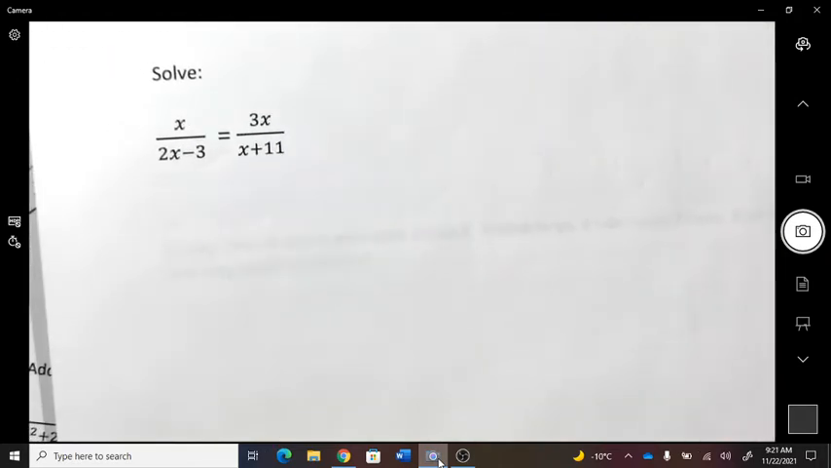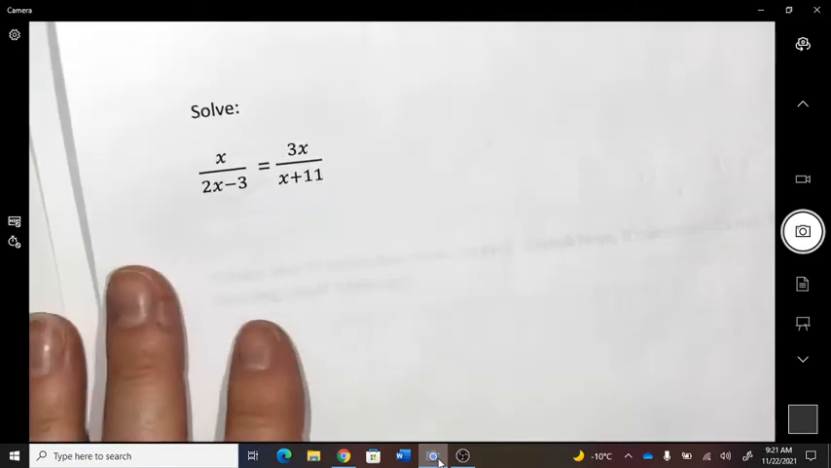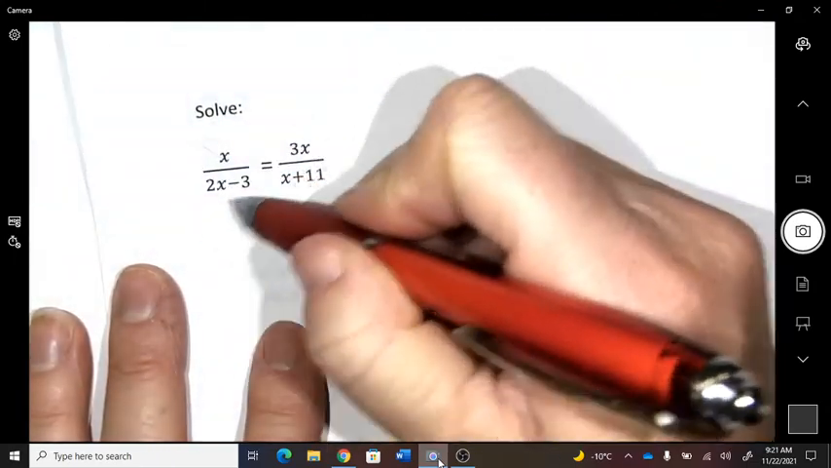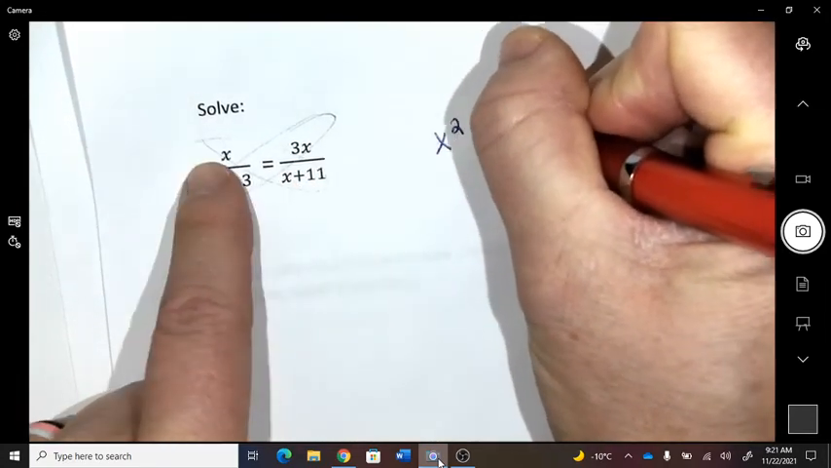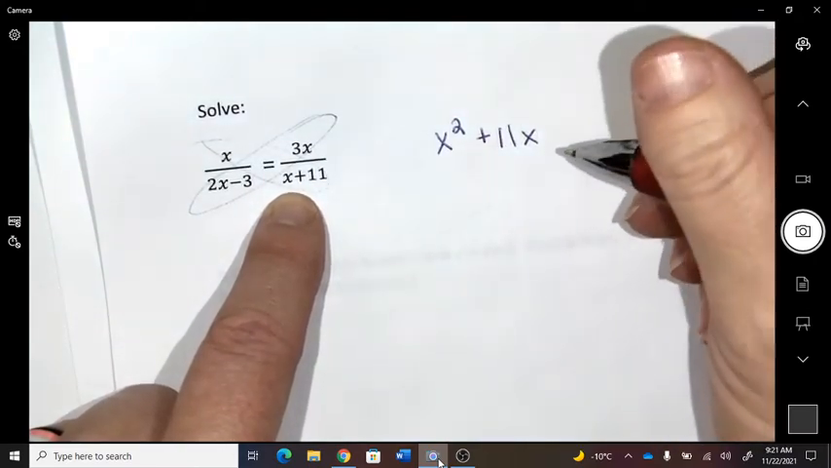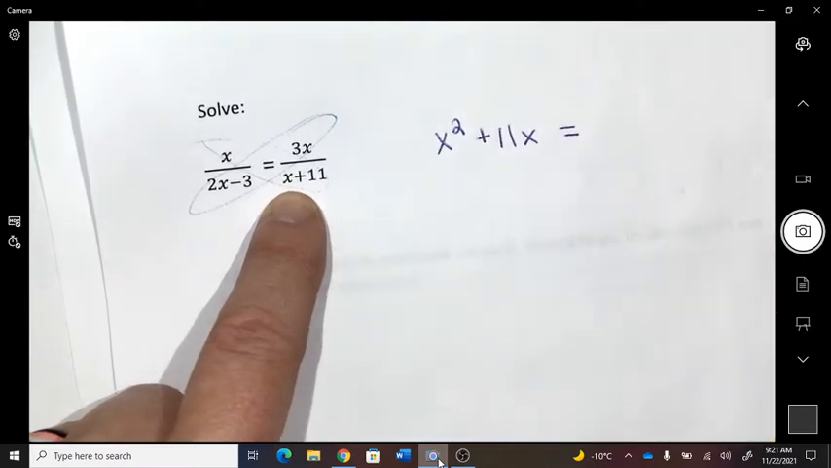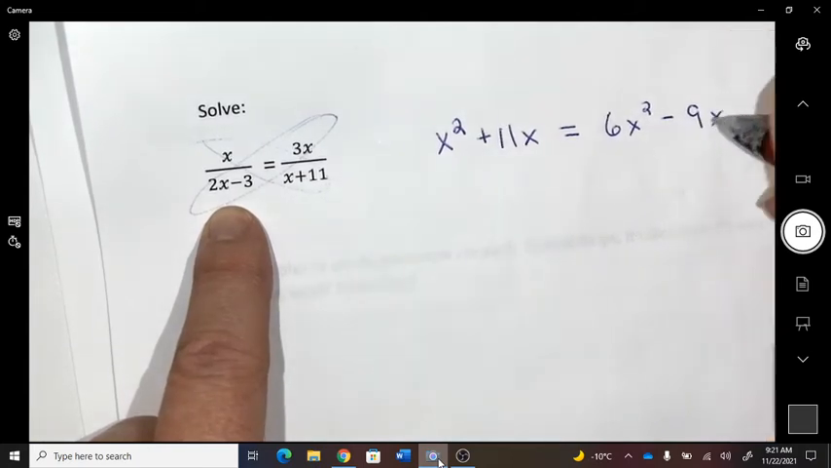Okay, solving equations. So I've proposed 2 strategies for you. Cross multiply or common denominator. So what's this strategy? Should we pick cross multiply? Okay, so this times this equals that times that. Okay, so x squared plus 11x, good, equals 6x squared minus 9x.